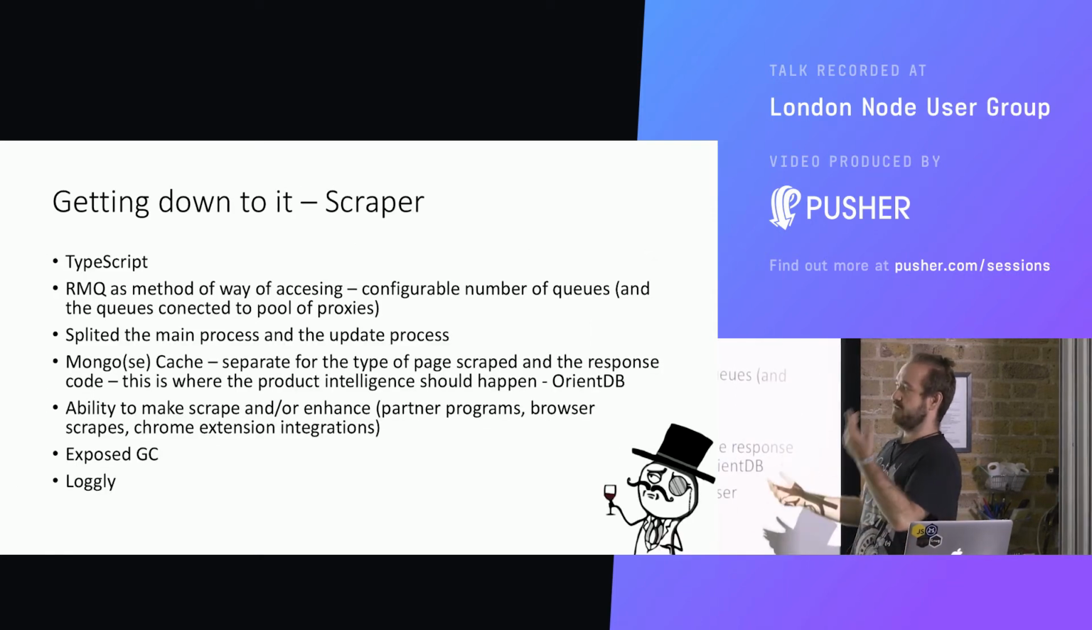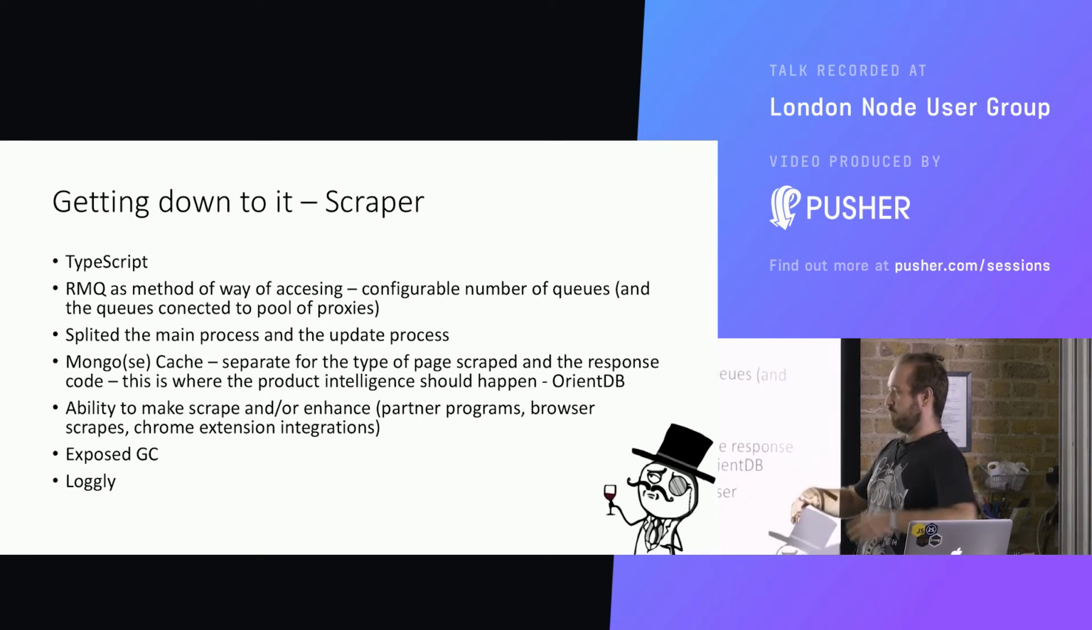So, the scraper part. We use Typescript. As I said, we use RMQ as the method of accessing the queues. A single scraper could use multiple queues or could use one queue. You would set up what prefetch you want to do. The same code base would be shared with the update process. That would be a separate thing, but sharing all the models and all the other stuff with the main code base. We use Mongoose to manage this.